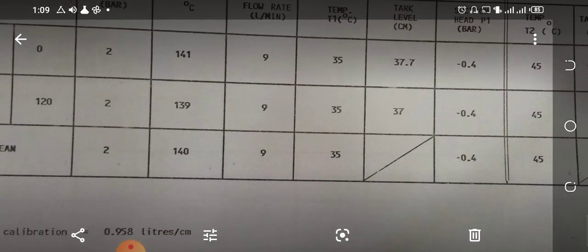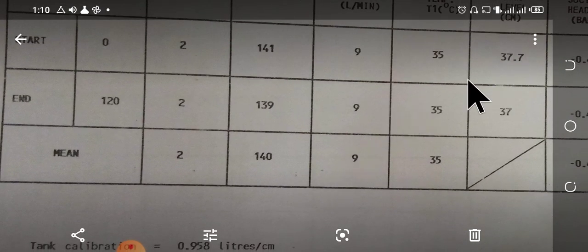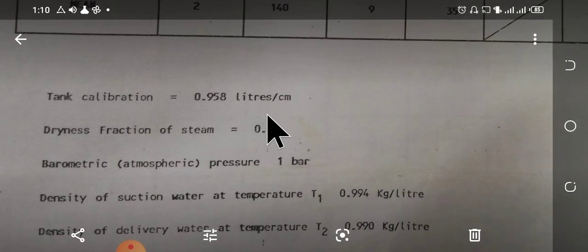Okay, now do some calculation regarding its efficiency. The tank calibration is 0.958 liter per centimeter. So if you multiply 37 centimeter by 0.958, the centimeter cancels out and you get the value in liters. So from the tank level you can note how much water is present in the tank, and dividing by the time you can find out its water flow rate.